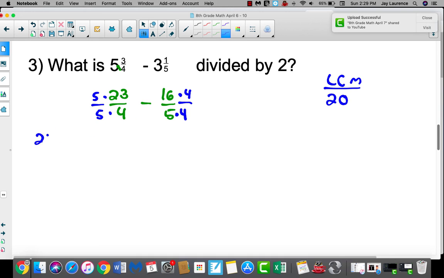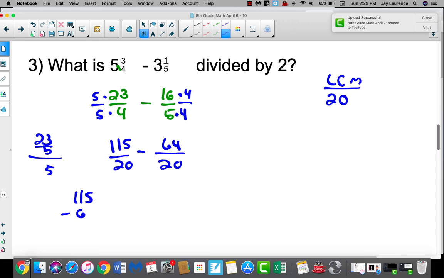And so let me see here, 23 times 5, 15, carry the 1. Looks like it's going to be 115 twentieths. And that'll be minus, let's see, 32, 64 twentieths. So 115 minus 64, looks like it's going to be 51. So my answer is going to be 51 twentieths. Now I have to divide that by 2. Well, that's the same as multiplying it by 1/2. So I'm going to get 51 40ths.